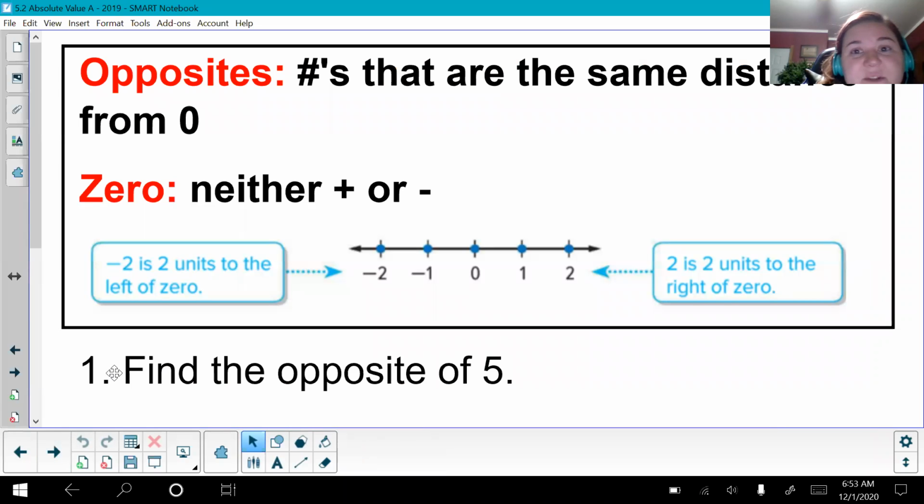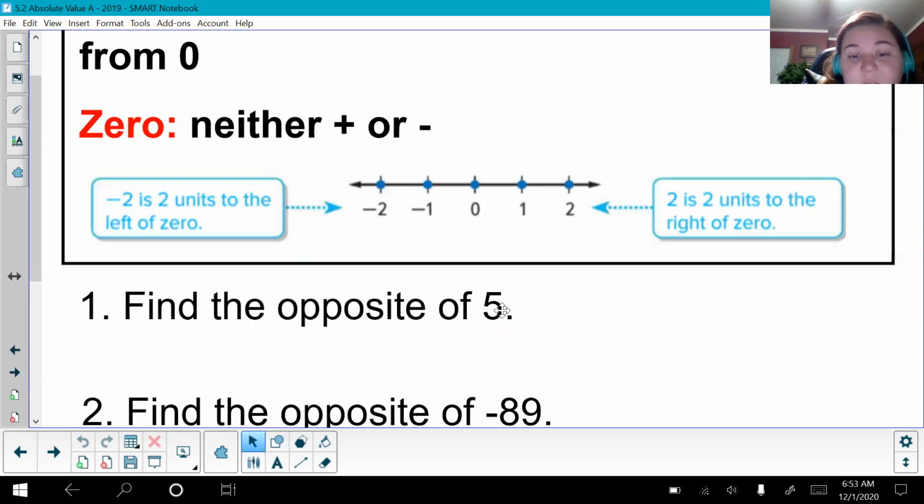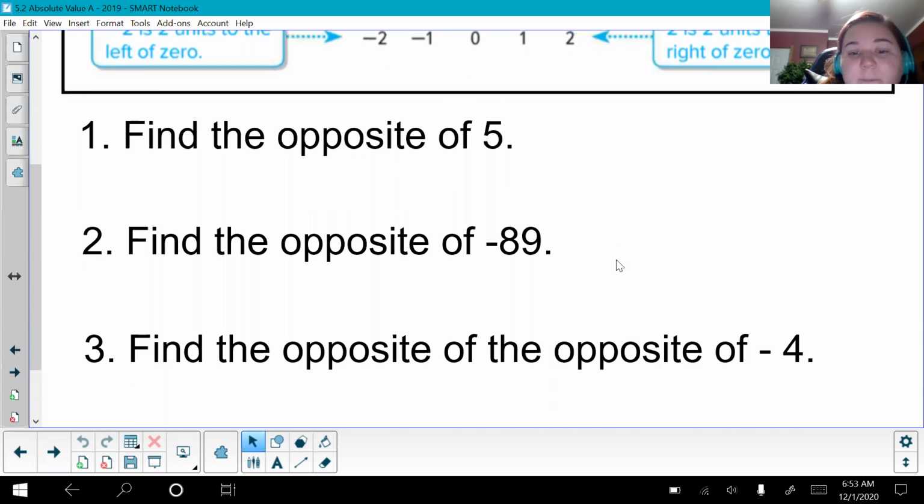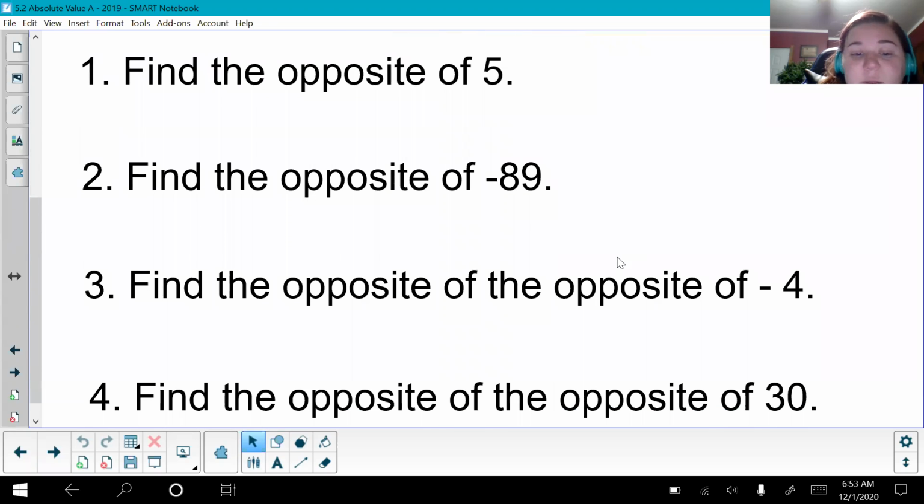So if we look at opposites, opposites are numbers that are the same distance from zero. And keep in mind, zero is neither positive nor negative. So for instance, -2 is 2 units to the left of zero, and therefore the opposite of that is 2, because it's 2 units to the right of zero. So this section is pretty easy. It's all about making sure you read what the question is actually asking you.